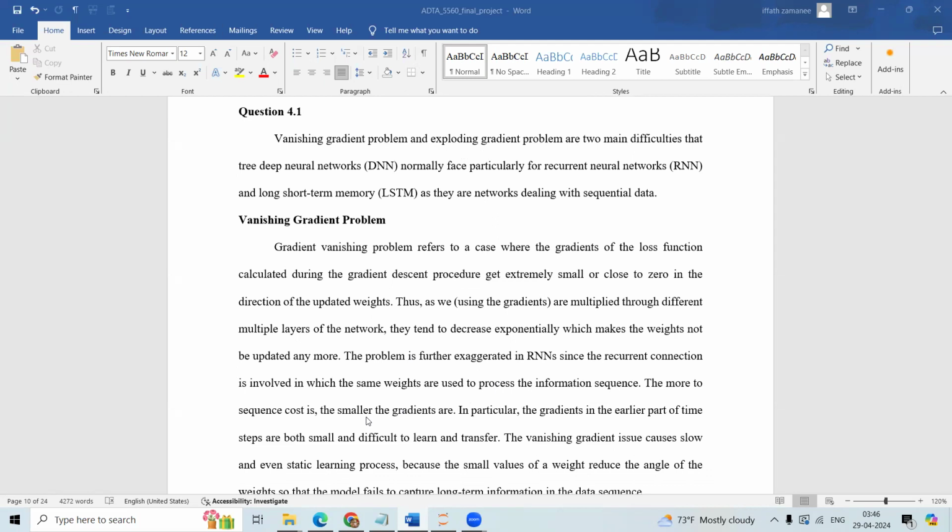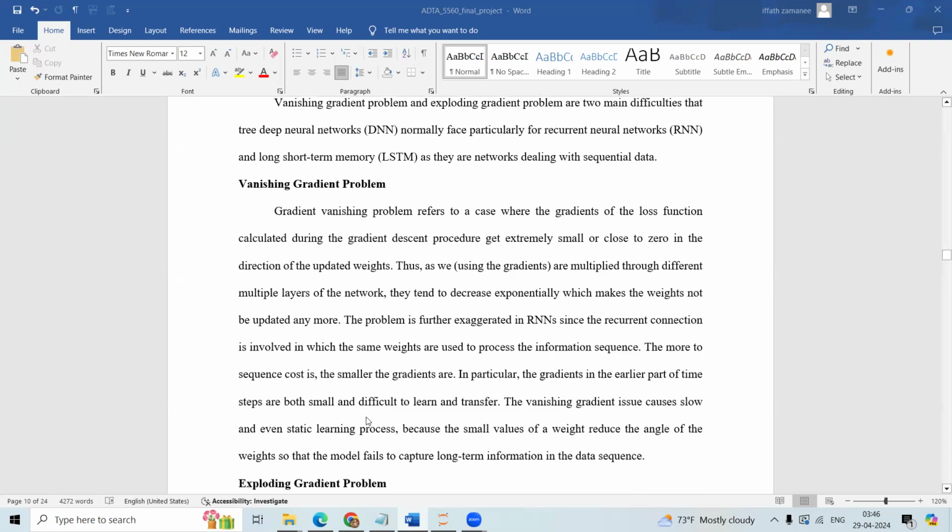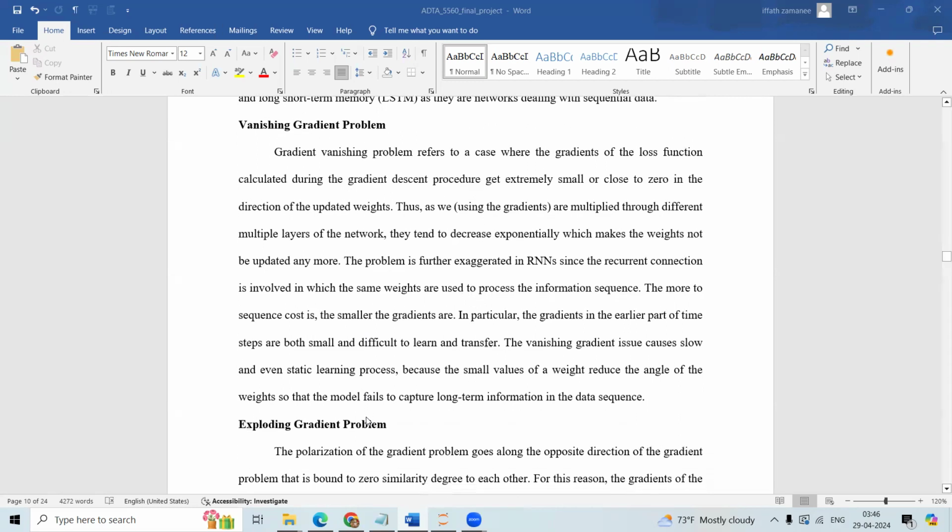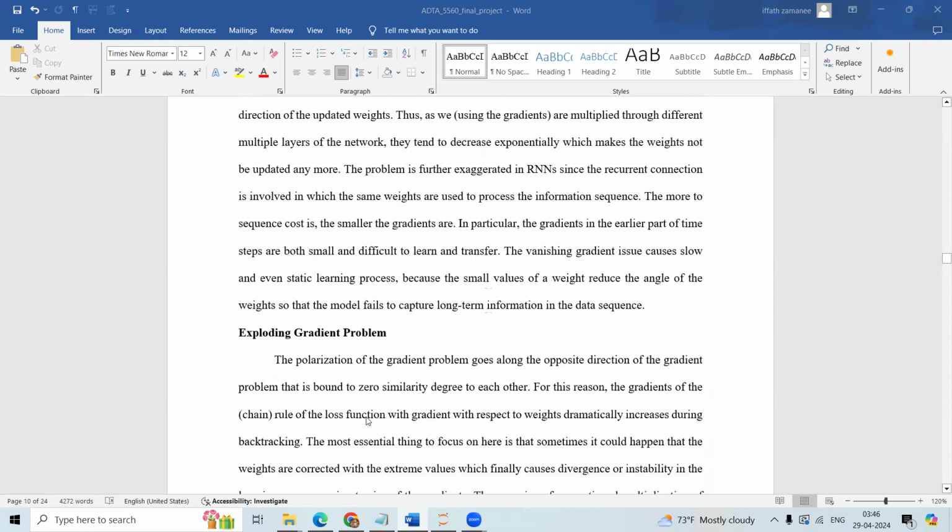The vanishing gradient issue causes a slow and even static learning process, because small weight values reduce the update of the weights, so the model fails to capture long-term information in the data sequence.